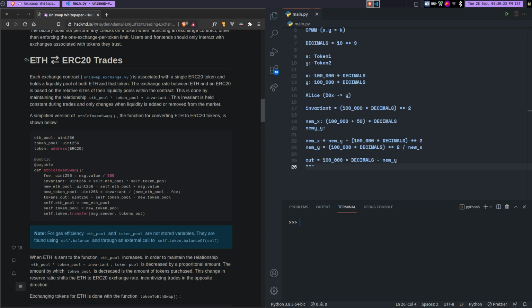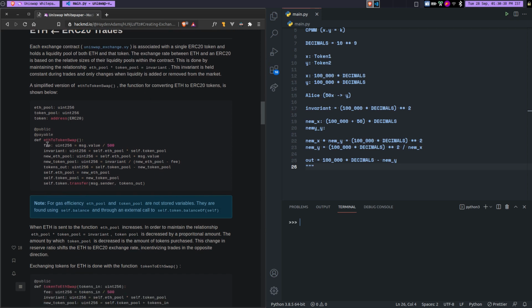So, consider this specific thing, ETH to ERC20 trades. ETH is basically the native Ethereum currency here, and ERC20 is basically the fungible tokens. In this specific demonstration, they have also introduced this term called fee. You can see that they are dividing the amount of tokens that the person is sending by 500, because they are also introducing the fee. But in our demonstration, we don't have any fee, right?